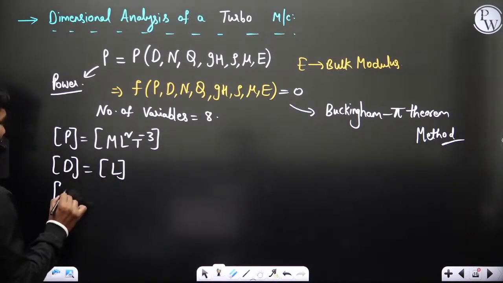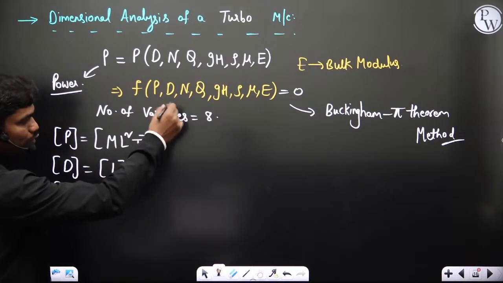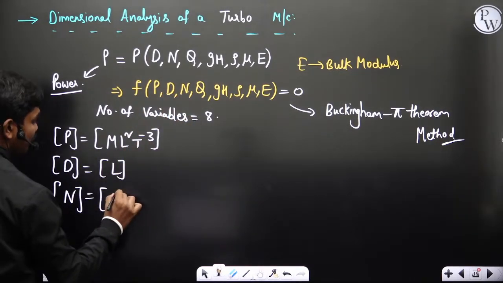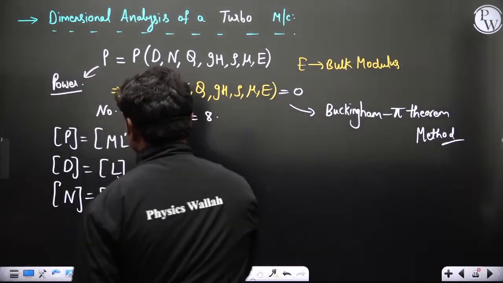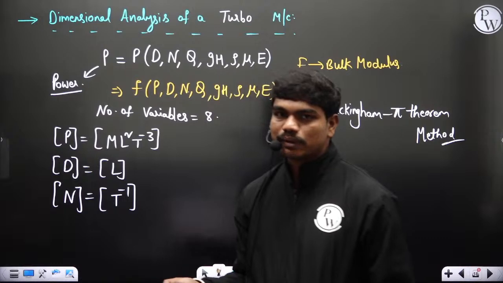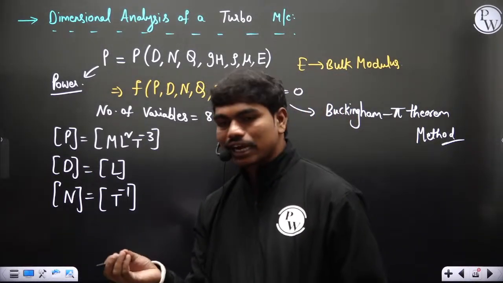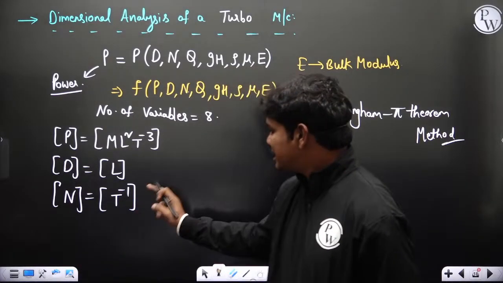Then rotational speed. Normally we measure this in rotations per second. Angle doesn't have any units, but it is per second. So this is time inverse. Did you all understand how we are making this? N is the RPM, normally rotations per minute. Rotations is just a number, so it doesn't have any dimensions. It's just a count per unit time, rotations per minute or rotations per second. You can see this is T inverse.